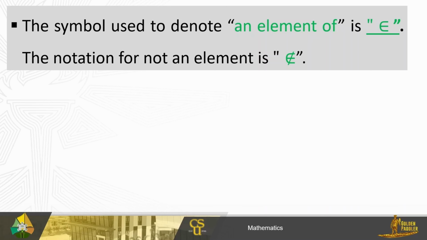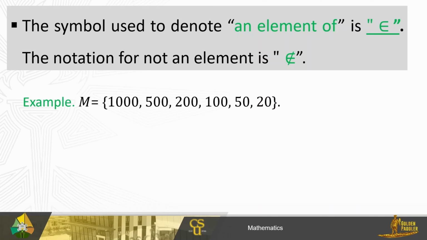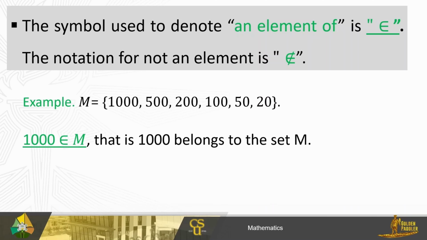The notation for not an element is denoted by that. Example, we have the collection of the paper bills again. We have M. So 1,000 is an element of M. So that's how we write element. 1,000 is an element of M, which means 1,000 belongs to the set M.